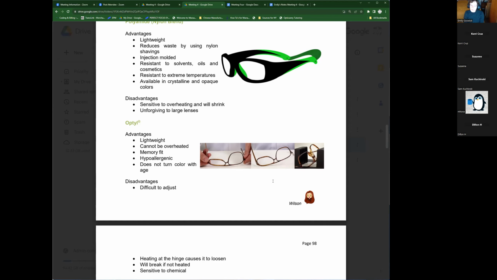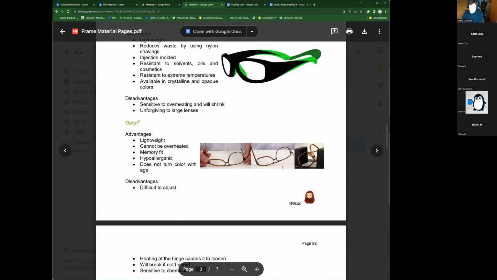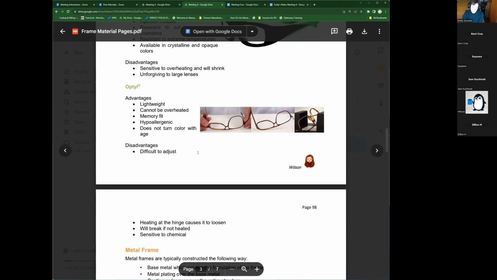So if you ever are working with Gucci frames, be very careful. Or if you ever work with frames where you aren't sure what the material is, definitely take a look at the temples and see if it says Opteal, because it is very easy to break, and you do need to use quite a bit of heat. Sometimes it's going to be so hot that you don't want to touch it. So sometimes wrapping it in a cleaning cloth will really help you out with something like Opteal, where you have to get it really hot.